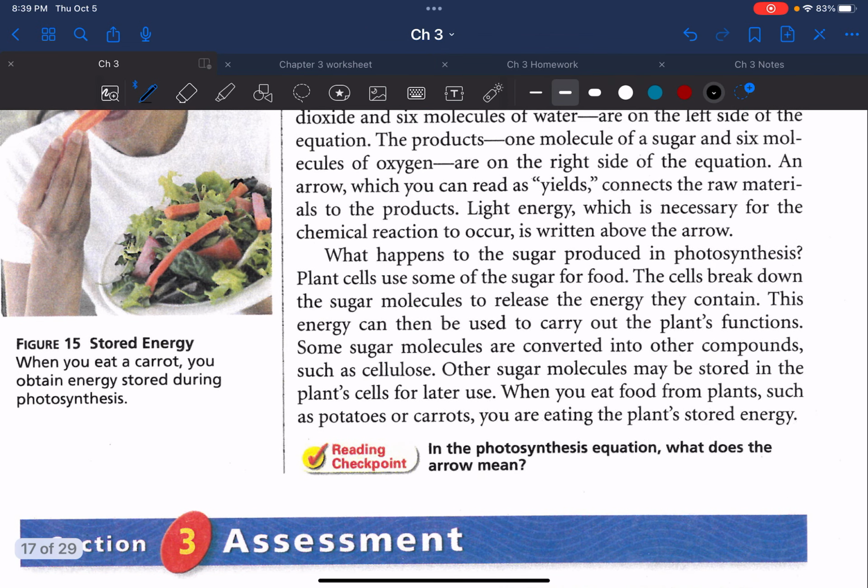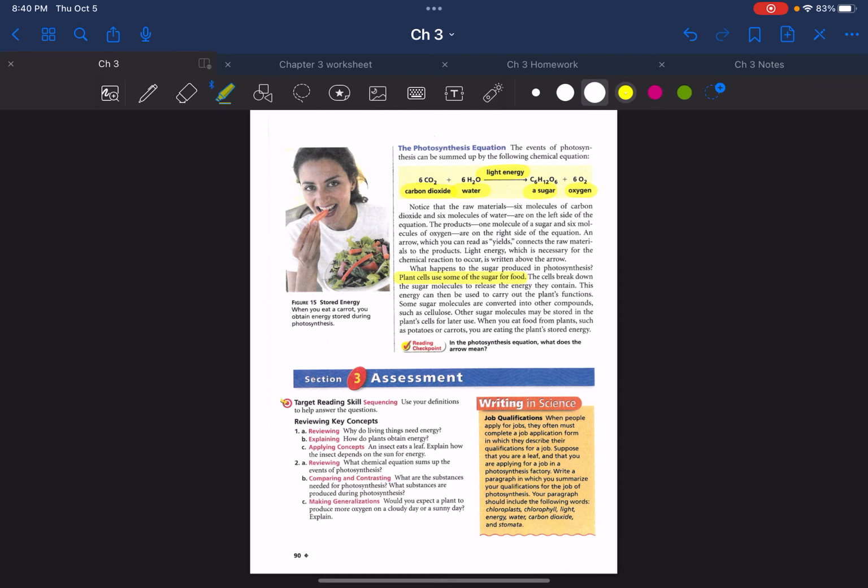What happens to the sugar produced in photosynthesis then? Plant cells use some of the sugar for food. That's important. The cells break down those sugar molecules to release the energy they contain. This energy can then be used to carry out the plant's functions, like growing, surviving. Some sugar molecules then are converted into other compounds, such as cellulose. Other sugar molecules may be stored in the plant cells for later use. When you eat food from plants, such as potatoes or carrots, you're eating the plant's stored energy. Haha, there you have it. Nice little short section, isn't it?